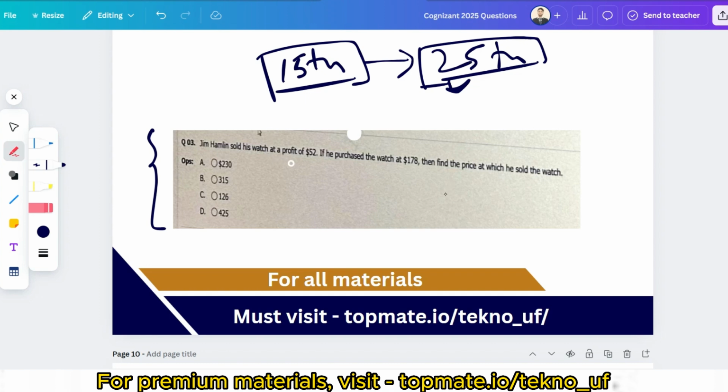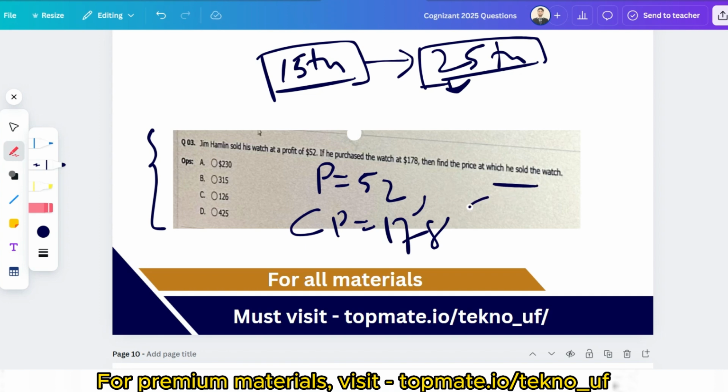So Jim Hamlin sold his watch at a profit of $52. So profit is equal to 52, and he purchased the watch at $178. So cost price is equal to 178. The question is to find the price at which he sold the watch. So the selling price you have to calculate.